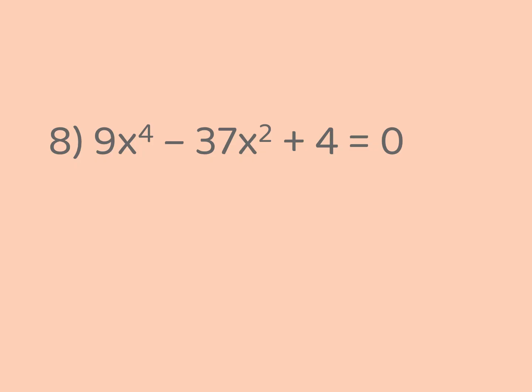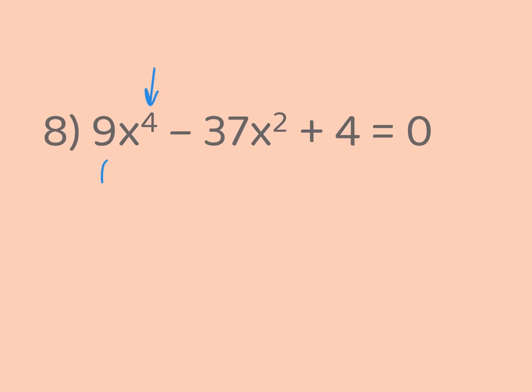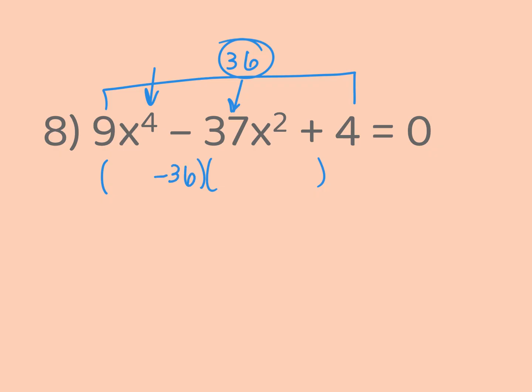4th power. How many answers do I have? 4. Are they all going to be real? Yes or no? No, not necessarily. They all have been, but they don't have to be. So I have a trinomial. Is there a GCF? No. So I'm going to multiply a times c. What are the factors of positive 36 that multiply to give me 36, but add to give me a -37? -36 and -1. Okay. What's going to go in the front of each of my parentheses? x squared. Wonderful. Equals 0.